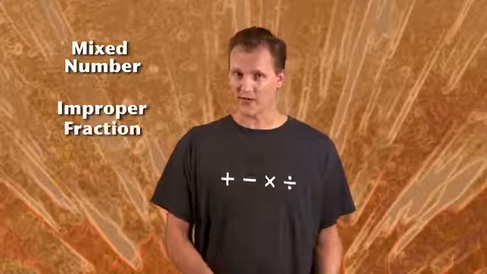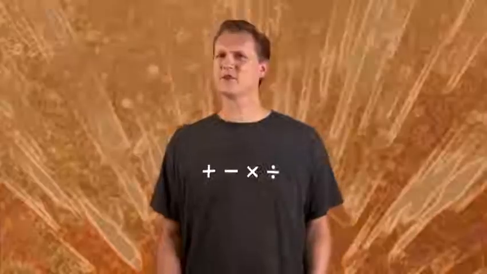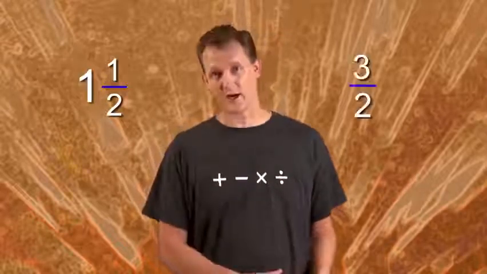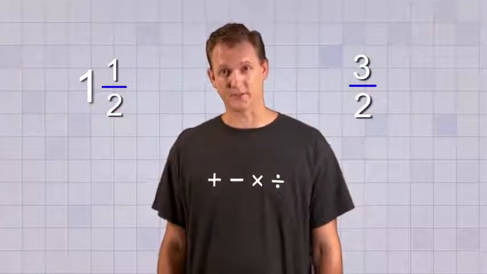Now that we know that a mixed number is another way of writing an improper fraction, we're going to learn how to convert back and forth between those two forms. Let's start by learning the procedure for taking a mixed number and rewriting it as an improper fraction. Now there's a few different ways you can do it, but I'm just going to show you the quickest way.